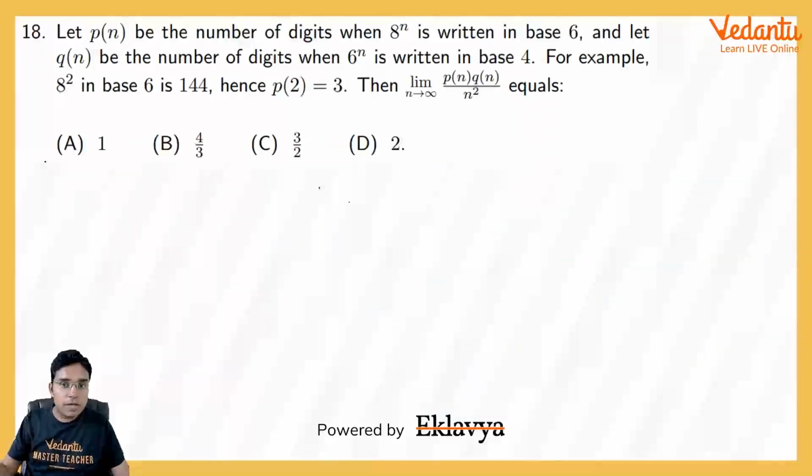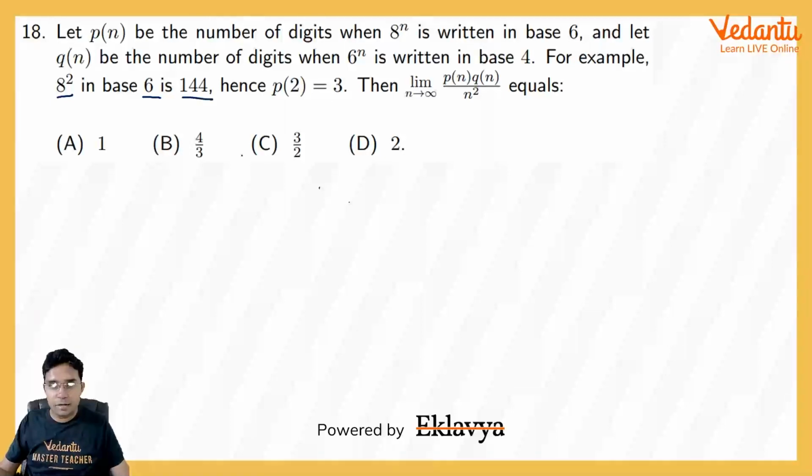Now coming to the next question, that is 18, a very tricky question. It says Pn is the number of digits when 8 power n is written in the base 6. So first I'll have to tell you what is base 6, how to write it. Let Qn be the number of digits when 6 power n is written in the base 4. For example, 8 square in the base 6 is 144.